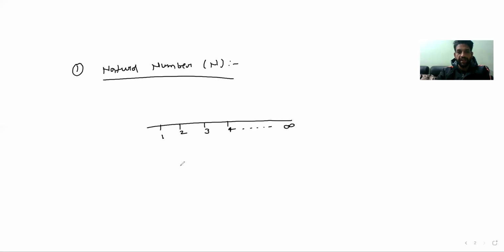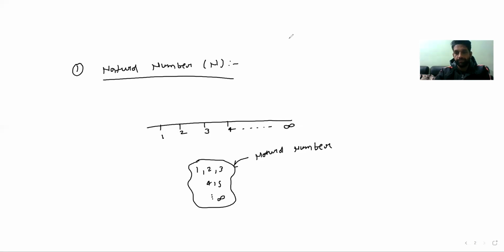We can also understand it this way: suppose this is one bag. In this particular bag, there are the numbers 1, 2, 3, 4, 5 up to infinity. So this bag is called the natural numbers.